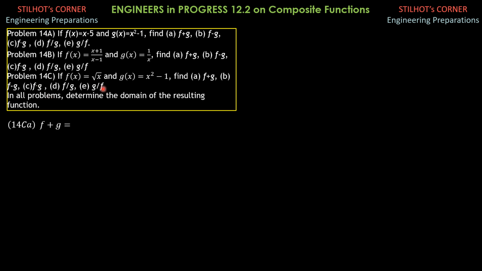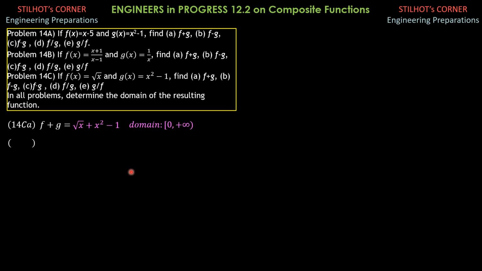So we have f plus g is the square root of x plus x squared minus 1. That's already the answer. And since there's no problem with x squared minus 1, the domain is the set of real numbers except for f of x, which is the square root of x. The domain for this case is the interval including 0 to positive infinity. Therefore, the domain of the resulting function is the interval from 0 to positive infinity. Negative is not included because we have the square root of a negative, which is undefined.